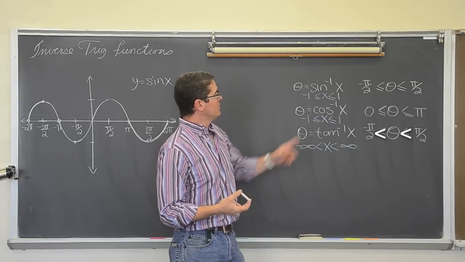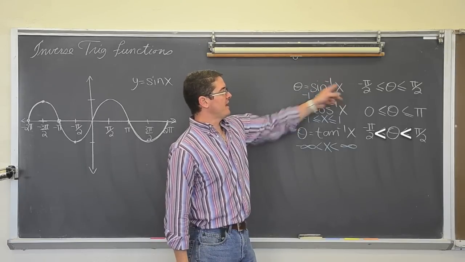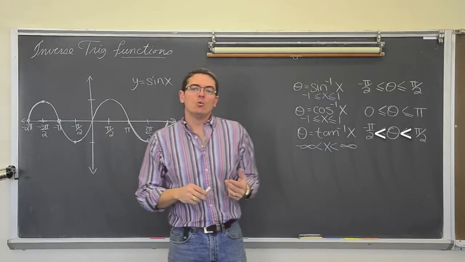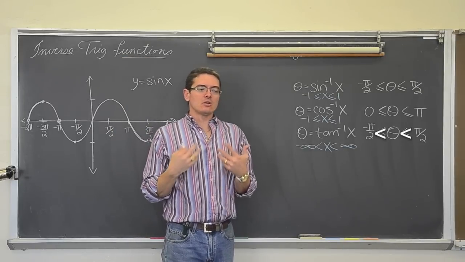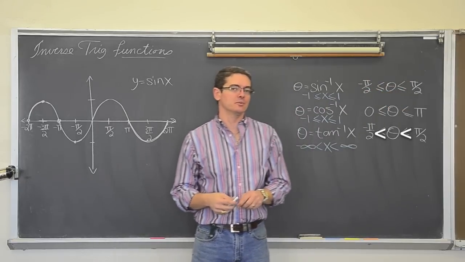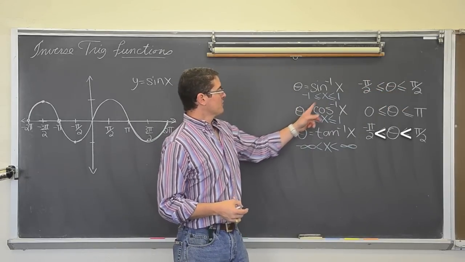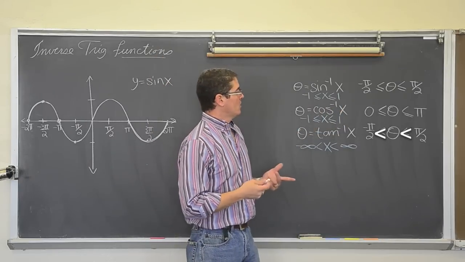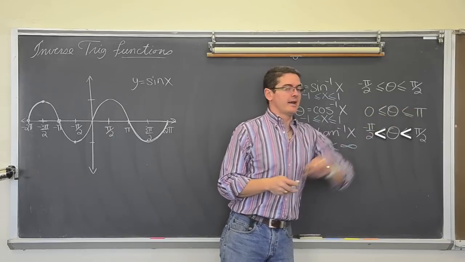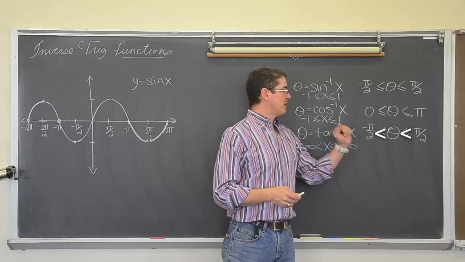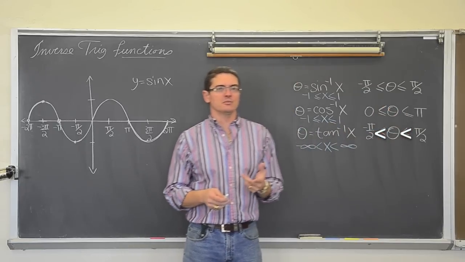And the book will tell you that inverse sine of x, when working with it as a function, will only be able to give you answers between negative pi over 2 and positive pi over 2. Inverse cosine of x, again, as a function, can only give you answers between 0 and pi. And then finally, inverse tangent can only give you answers between negative pi over 2 and positive pi over 2.